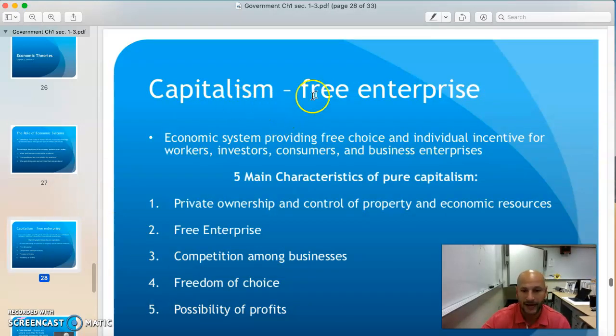So know that. Capitalism. This is the first form of economic system that we're going to go over. Capitalism is free enterprise. It's an economic system providing free choice and individual incentive for workers, investors, consumers, and business enterprises. Pre-1929, the United States of America was a pure capitalistic economic system. Why? Because the government basically kept their hands out of everything, and everybody had the freedom to do what they pleased. So basically, it was a dog-eat-dog world.